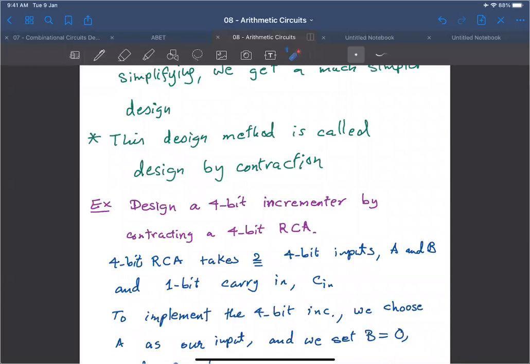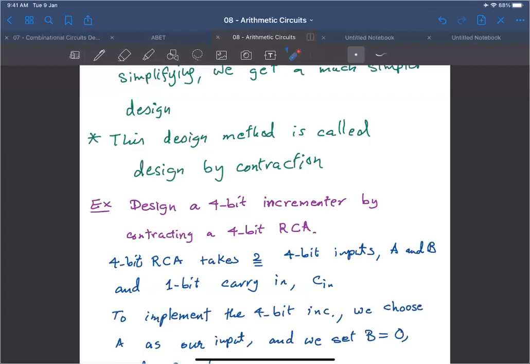So we're using a 4-bit ripple carry adder. We are contracting the design of a 4-bit ripple carry adder to come up with a 4-bit incrementer. You must understand the big picture in order to appreciate this design method. So this design methodology can be used anywhere if you want. You can use any circuit that is generic enough.